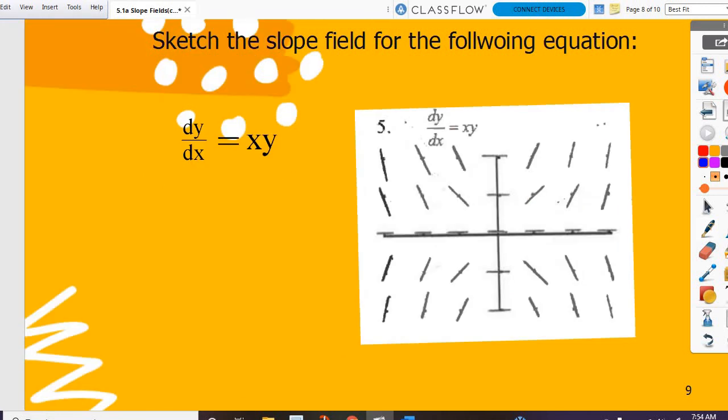Okay, here's our slope field of what x times y would look like. Anywhere along my x-axis, anywhere along my y-axis, we're going to be 0. We're positive in my first quadrant, negative in my second, positive in our third, and negative in the fourth.